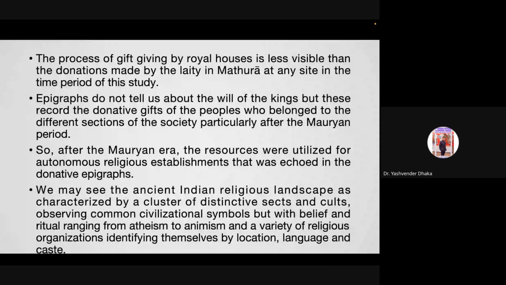The process of gift giving by royal houses is less visible than that of the laity in Mathura. Epigraphs do not tell us about the will of the kings, but they record donative gifts of the people, as we are seeing in collective patronage. And we may see the ancient Indian religious landscape as characterized by a cluster of distinctive sects and cults, observing common civilizational symbols like Dharma Chakra. So Dharma Chakra you will find in Jain inscriptions, in Buddhist inscriptions, in Hindu inscriptions also in Mathura, in the Gupta age. So there is a commonality of symbols.